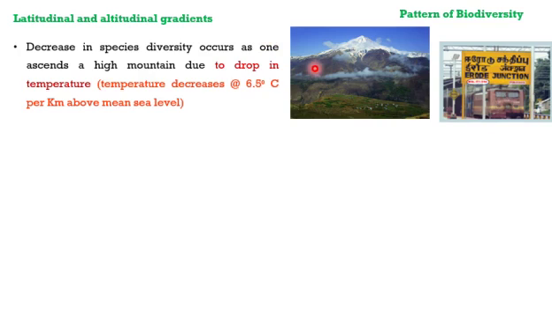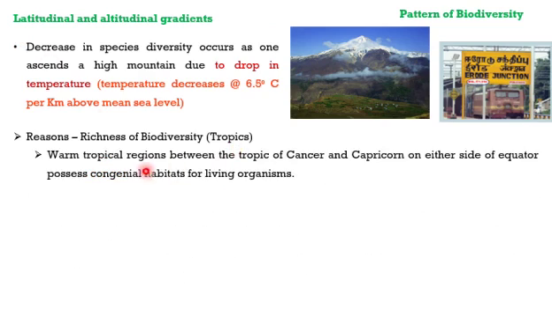The reason why the tropical region has high biodiversity is because we have warm tropical regions between the Tropic of Cancer and Capricorn on either side of the equator.